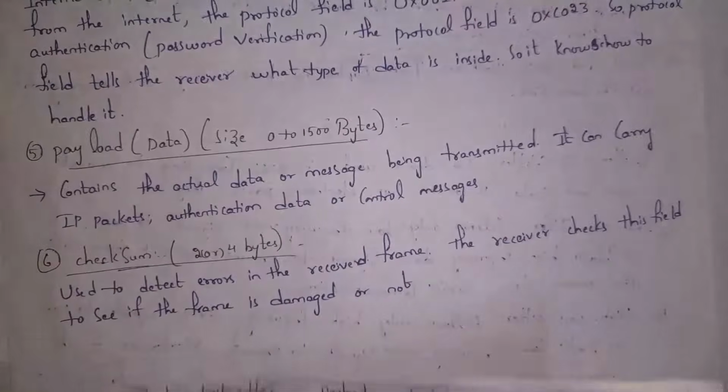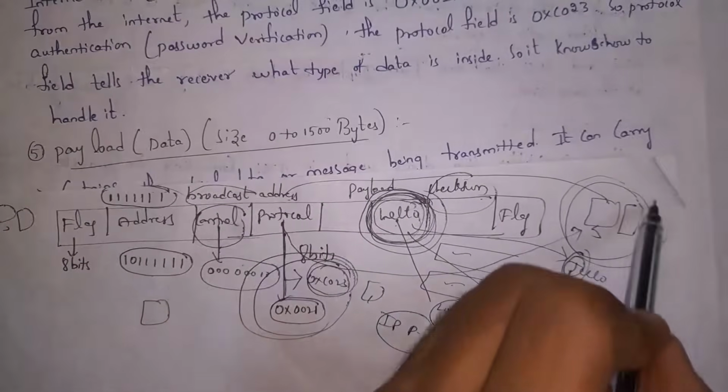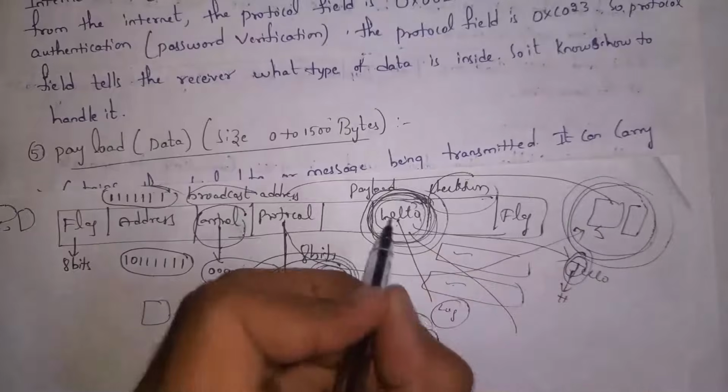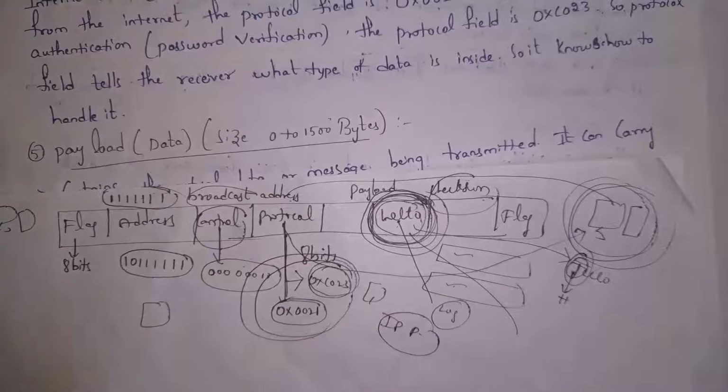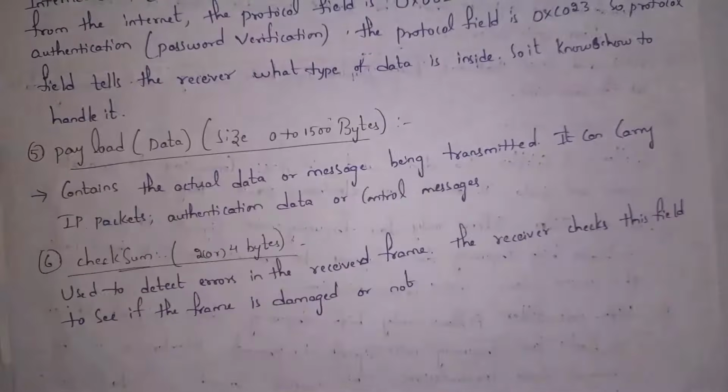And the sixth one is checksum. For example, I will send the message hello, but the receiver will receive data like JELLO. In place of H, he will receive J. So by using the checksum method, we can identify errors. And the checksum size is 2 bytes or 4 bytes.